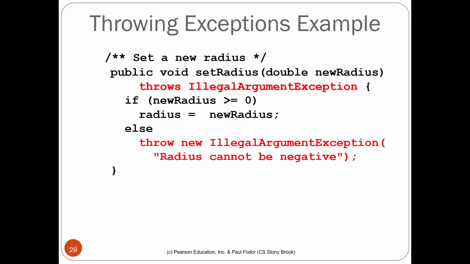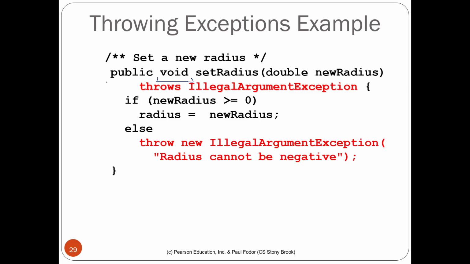So what do we have in this set radius method? Let's look at that. So you have public void set radius. If you're setting a radius to some value, then you don't need to return anything. So that's the reason it is void. You're setting a radius to a new value, you don't need to return anything. So for that reason it is void.